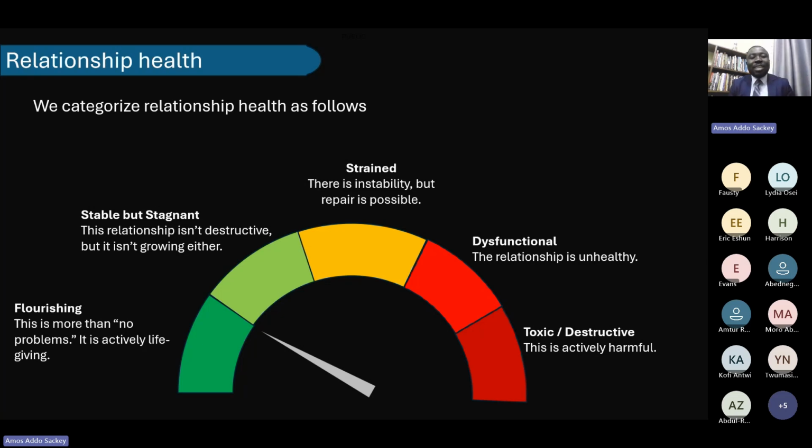There is also the stable but stagnant relationship. This relationship is very stable, very stable.